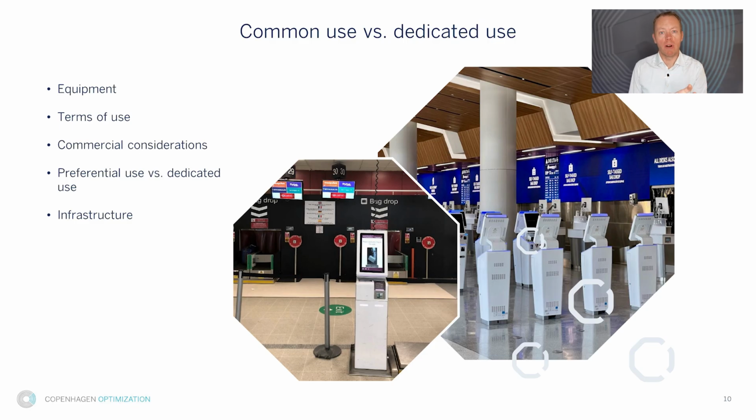Or is it more of a preferential use where you say, well, 90% of the time I'll give you exactly what you need, but the last 10% I really need to make things more efficient. So how do you do that? To us, it really starts with what we call the terms of use. The terms of use is really like, here's the playbook for operating at our airport.